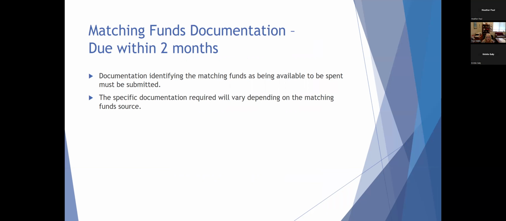If it is from a system that is a private nonprofit, a letter from the CEO or a resolution from the board that the funds are available to be spent would be sufficient. If you are using any of the loan funds to use as your matching funds, you need to have documentation that the loan has been closed and the funds are available to be spent. If you have any questions about that, you can reach out to us and we can discuss your particular situation.